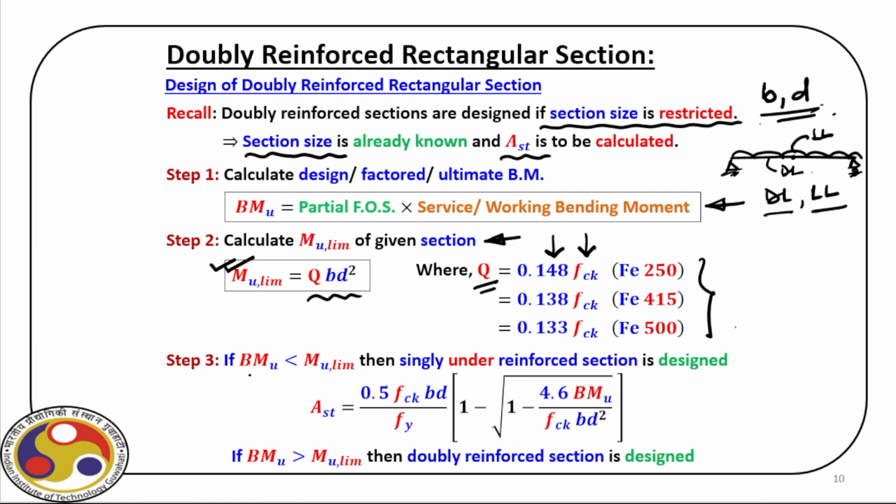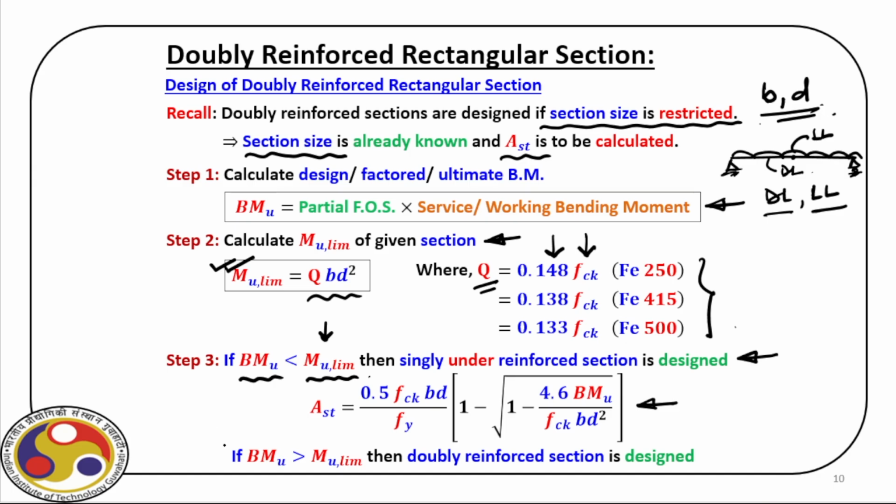So in step 3, if we have BMU less than Mu limit, then obviously we don't need to go for a doubly reinforced beam. We can easily go for a singly reinforced beam, which is also under-reinforced as far as the neutral axis location is concerned, because the external demand is less than the critical capacity. Then we can find out AST easily from this expression. We have done it earlier also in different examples.